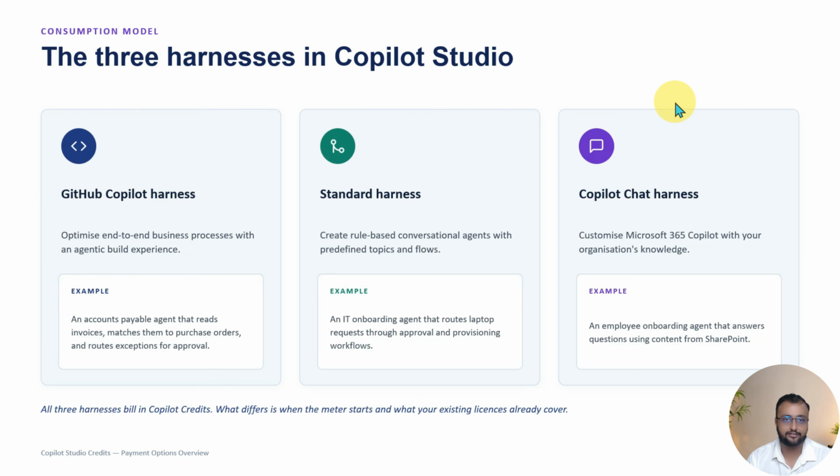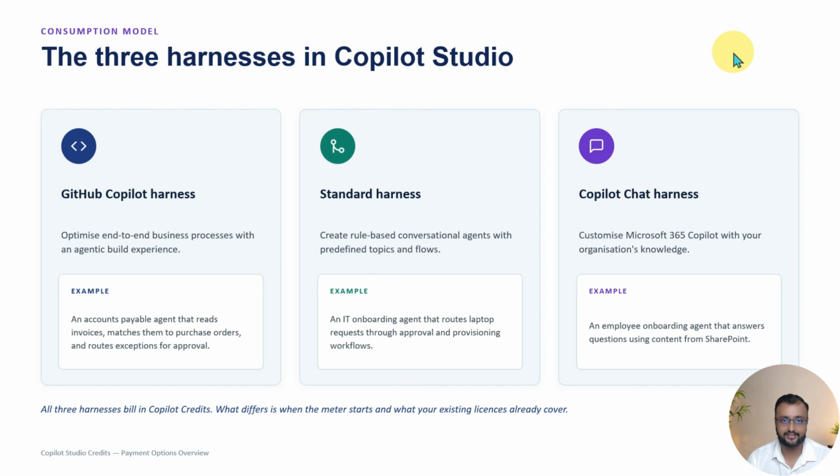For that, I need to explain one interesting concept of harness in the world of Copilot Studio. So we have three types of harness in Copilot Studio: GitHub Copilot harness, standard harness, and Copilot chat harness. Now let me practically show you exactly what we mean by this.